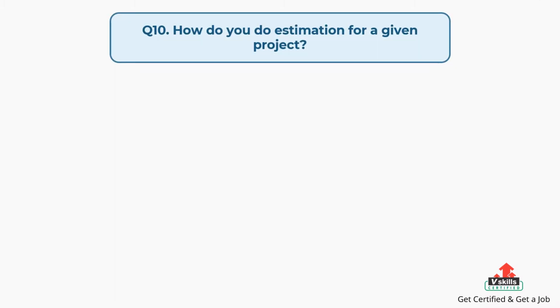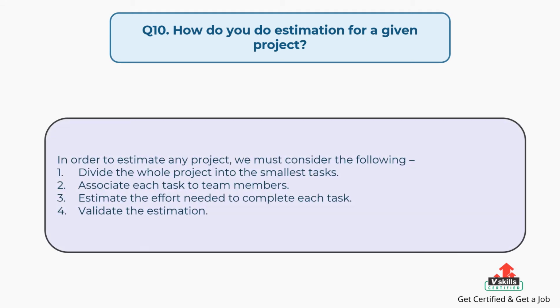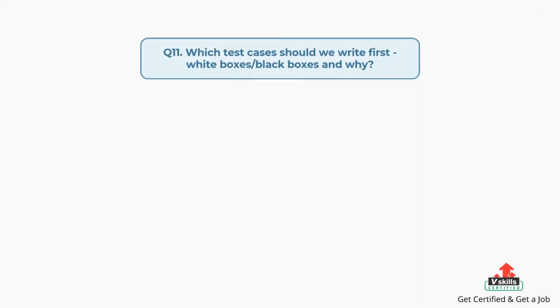Question number 10. How do you do estimation for a given project? The answer is: to estimate any project, we must consider the following. Divide the whole project into the smallest tasks. Then, associate each task to team members. Then, estimate the effort needed to complete each task. Thereafter, validate the estimation. Question number 11.